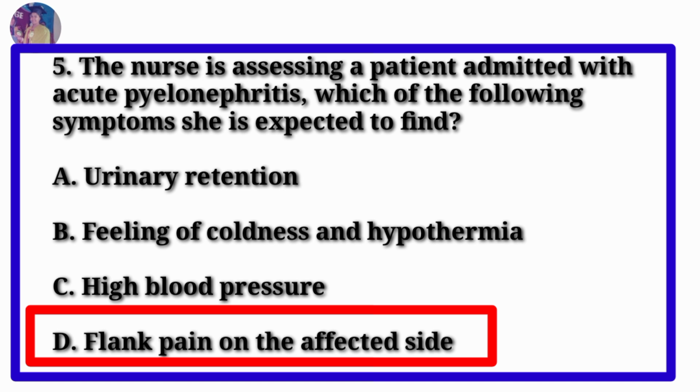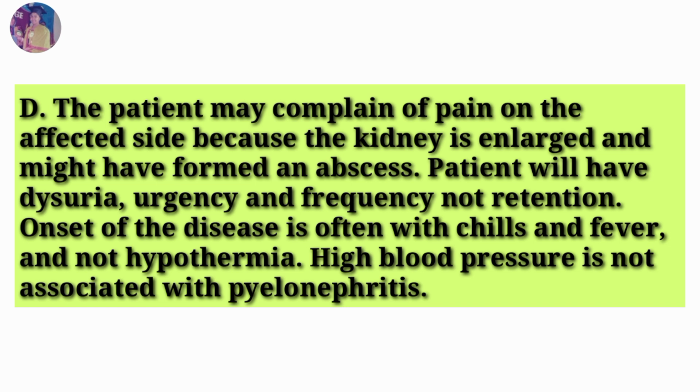Answer option D, flank pain on the affected side. Rationale: the patient may complain of pain on the affected side because the kidney is enlarged and might have formed an abscess. Patient will have dysuria, urgency and frequency, not retention. Onset of the disease is often with chills and fever and not hypothermia. High blood pressure is not associated with pyelonephritis.